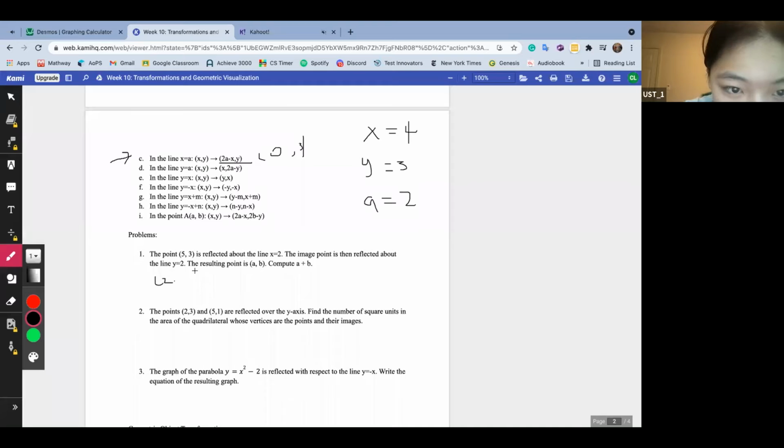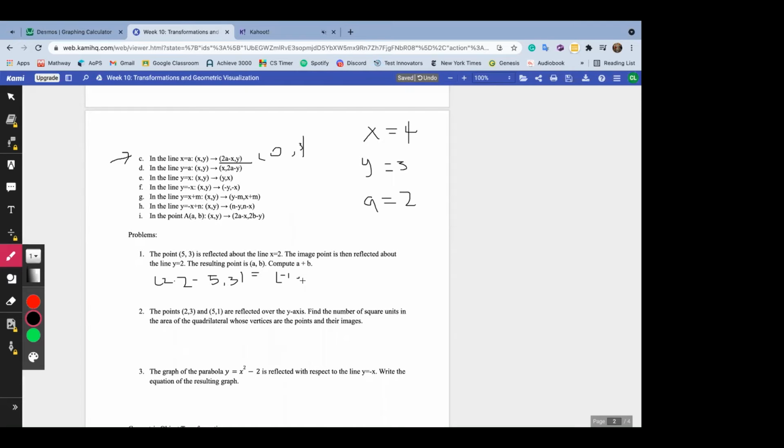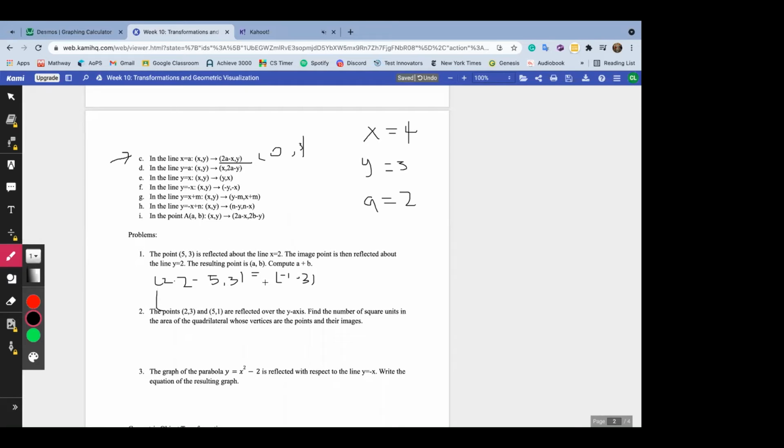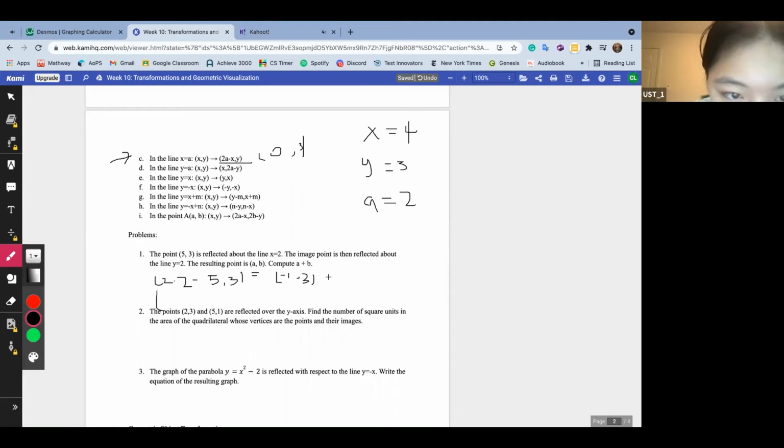So 2 times 2 minus 5, 3 equals negative 1. Wait, is it 0? Yeah, okay. And the next case is you reflect this across the line y equals 2.